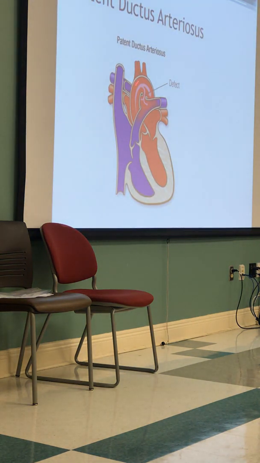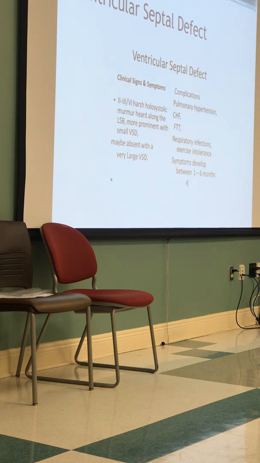Okay? This is what it looks like. This is the area where the pulmonary artery and the aorta are, and they have this opening that blood goes in and out of. Again, a very tiny one usually doesn't affect the patient that much, and they can actually live with it. All they have is a murmur, but a huge one will definitely need to be repaired. Ventricular septal defect is a very harsh holosystolic murmur, left sternal border at the 5th intercostal space.